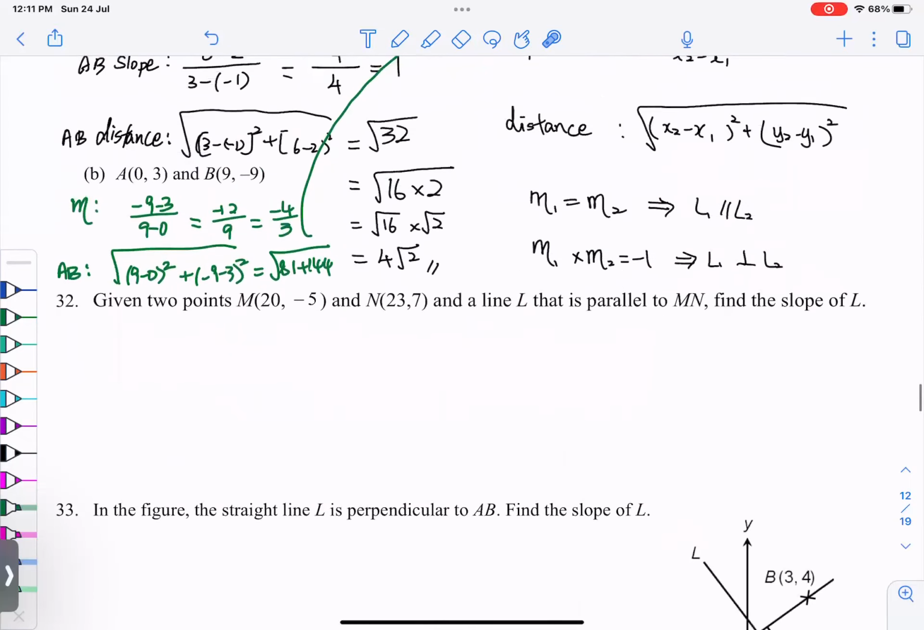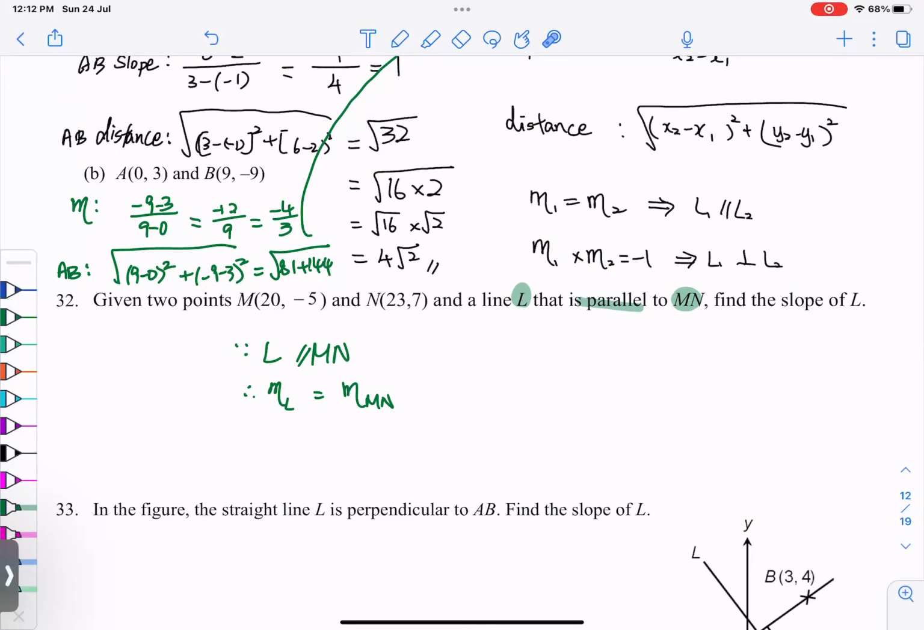See, remember what I said? If the lines are parallel, then you have to immediately write the slopes are equal. If the lines are perpendicular, you have to immediately write their slopes equals to, after multiplying, equals to -1. So now, next question, what do we have? Parallel. Line L is parallel to MN. What does that say? L is parallel to MN. So, slope of L is equals to slope of MN. Okay, that's how you write the steps.